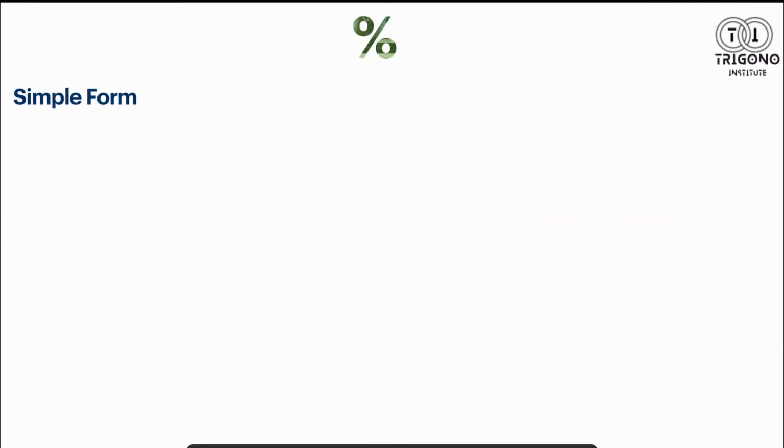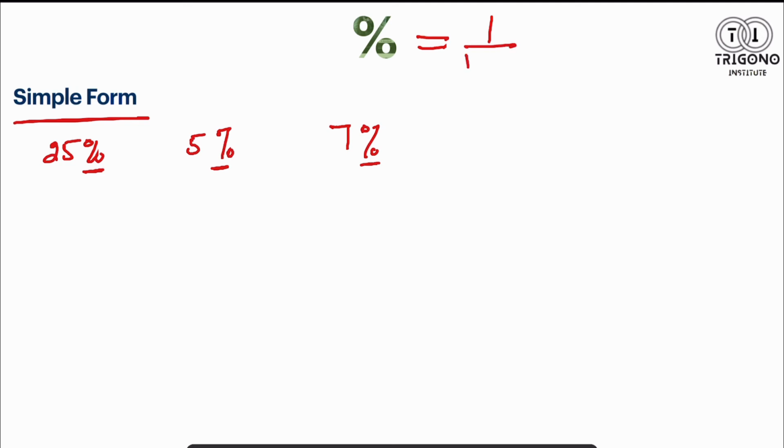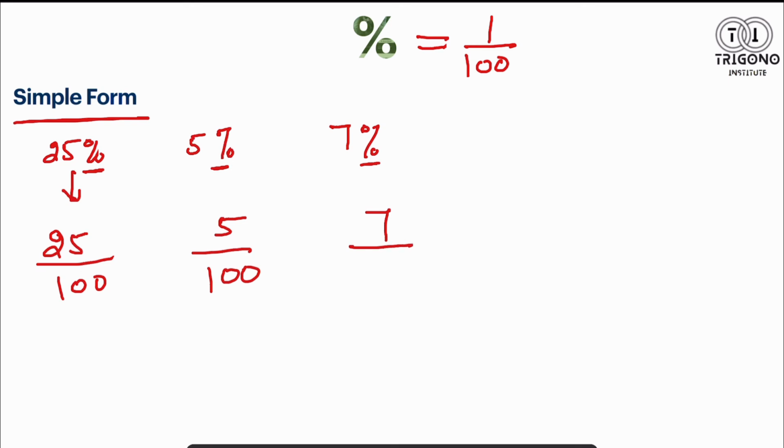So now let's understand the simple form of percentage. In the simple form we have questions like 25%, 5%, 7%, anything you have. That means in that simple form you will have the percentage sign in the question. Now one more thing, I told you percentage is equal to 1 by 100. So if I solve this, this will be 25 over 100, 5 over 100, 7 over 100.